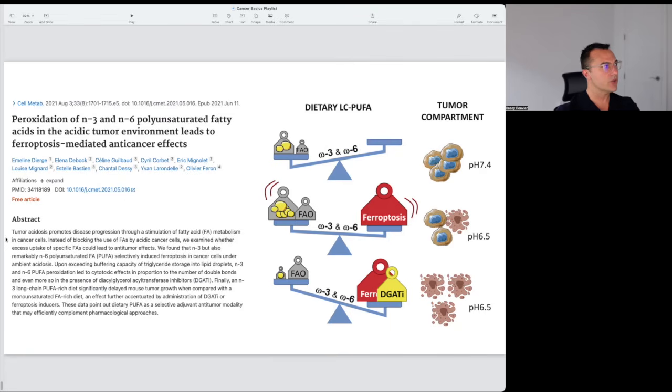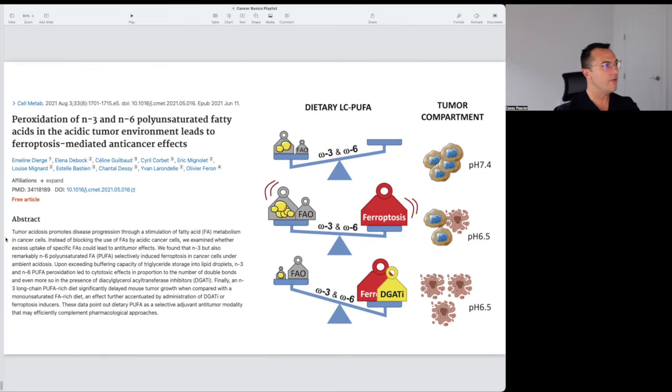And what it says in the abstract is that tumor acidosis promotes disease progression through a stimulation of fatty acid, FA, metabolism in cancer cells. Instead of blocking the use of fatty acids by acidic cancer cells, we examine whether excess uptake of specific fatty acids could lead to anti-tumor effects. We found that omega-3, but also remarkably, omega-6 polyunsaturated fatty acids, PUFA, selectively induced ferroptosis in cancer cells under ambient acidosis.